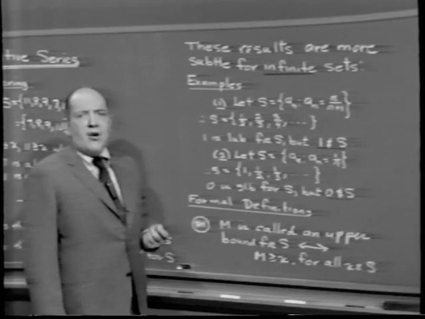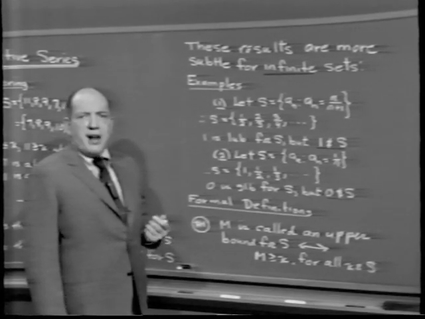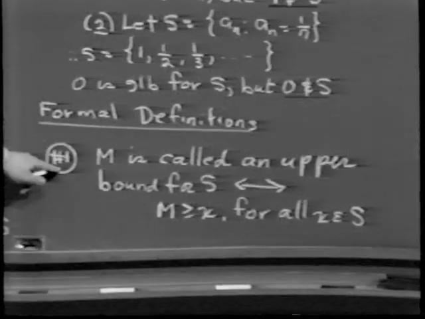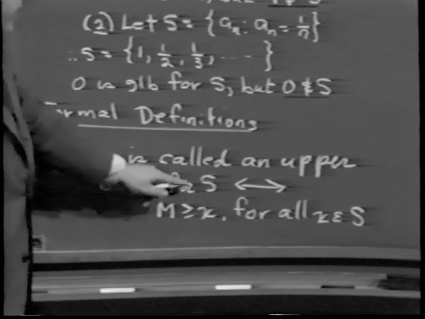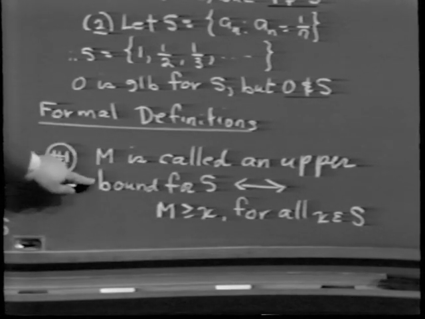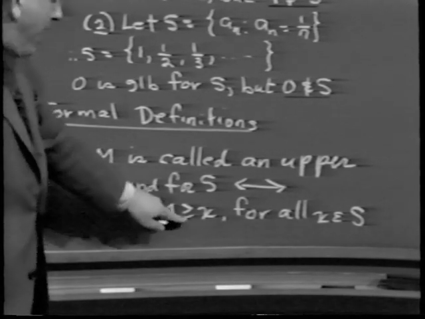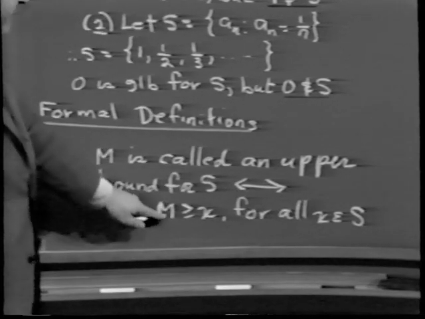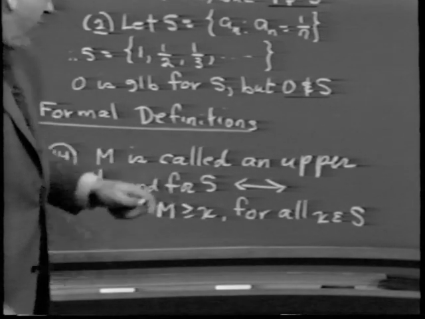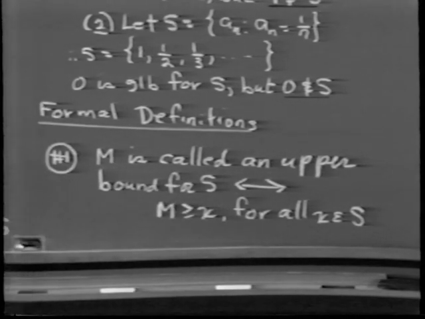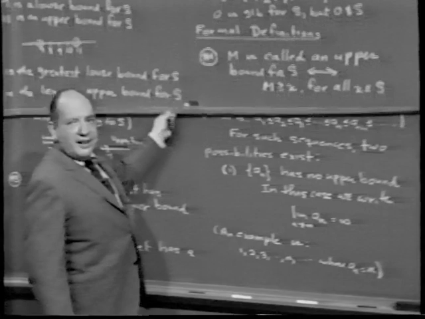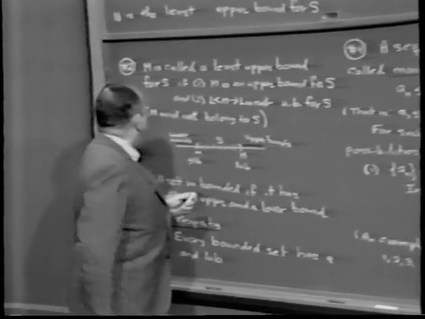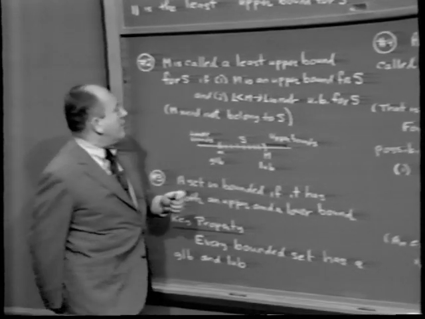So what we're going to do now is to establish a few basic definitions, and we'll do it in a rather formal way. Our first definition is the following. Given a set of numbers S, M is called an upper bound for S if M is greater than or equal to x for all x in S. In other words, if M exceeds every member of S, M is called an upper bound for S. As I say, these definitions are very straightforward.